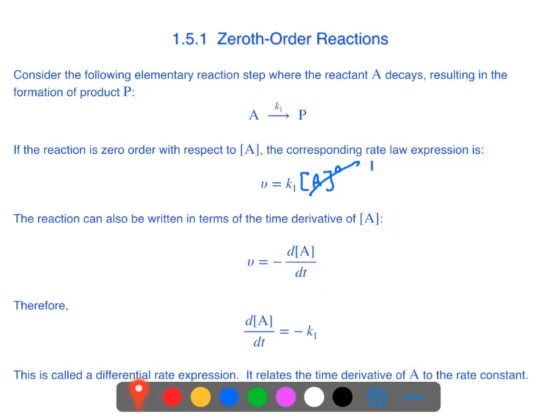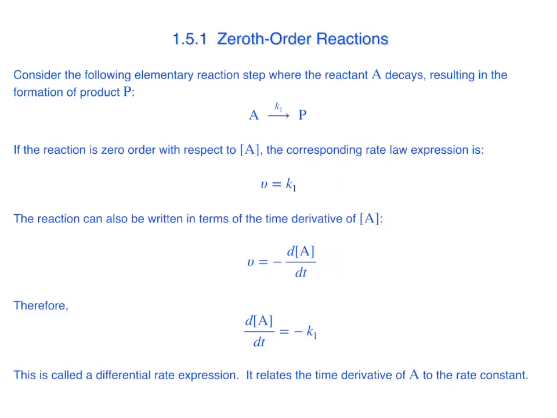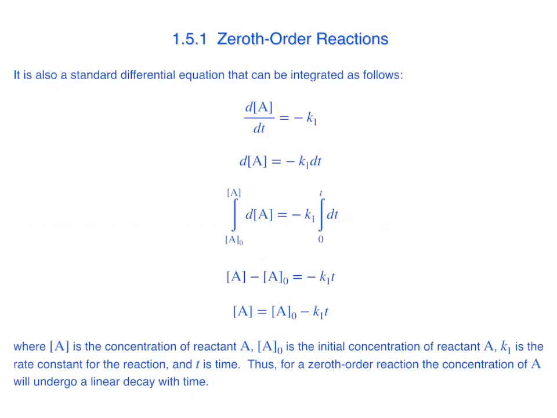So as a result, we can equate this term with this term. And so the change of A over time is equal to minus k1. Here we've just moved the negative sign from one side to the other. This is called a differential rate expression, and it relates the time derivative of A to the rate constant. It is also a standard differential equation that can be integrated as follows.